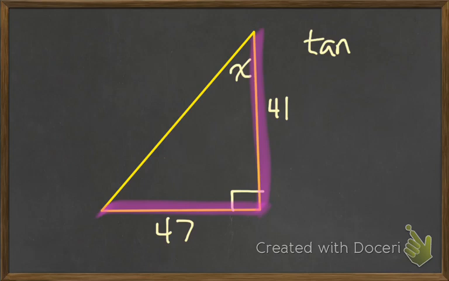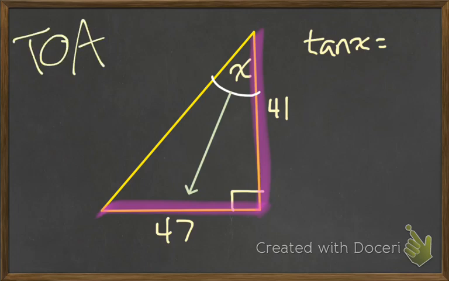Tangent of which angle do we care about? Well, we care about this angle x. So we're going to write tangent of x equals, the opposite side length of x, the leg on the other side of the triangle. Don't forget TOA, that's the abbreviation you need to remember. The opposite leg is 47. The leg that's touching x, the adjacent leg, is 41. So again, tangent, opposite over adjacent, TOA. But this doesn't help us solve for x.